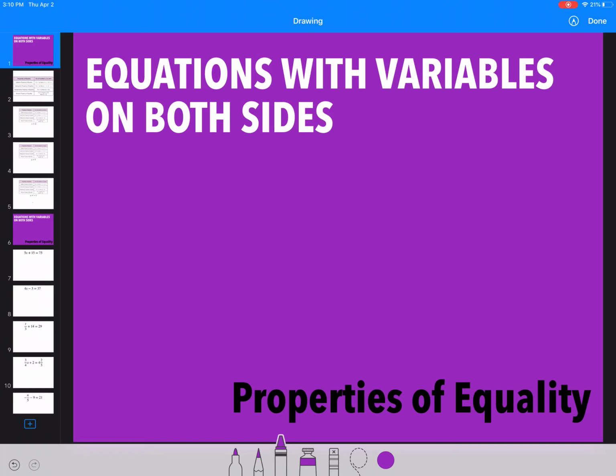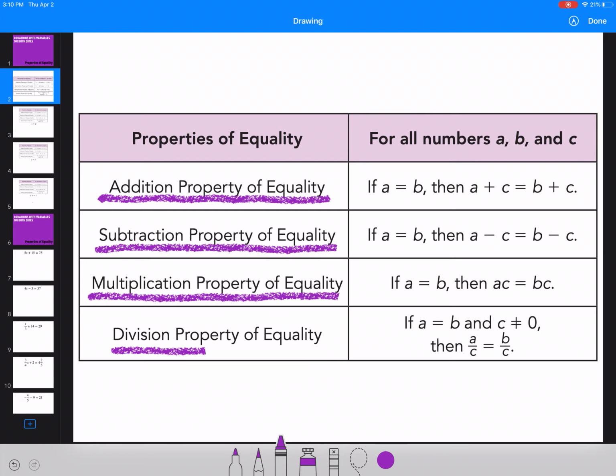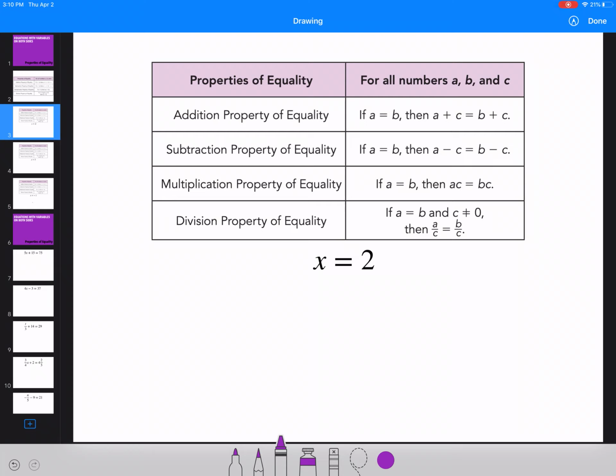In this video, we're going to be using the properties of equality to help us solve equations with variables on both sides. The properties of equality are going to allow us to solve equations. We have four properties of equality: the addition property of equality, the subtraction property of equality, multiplication property of equality, and the division property of equality. These properties are going to allow us to create more complex equations.